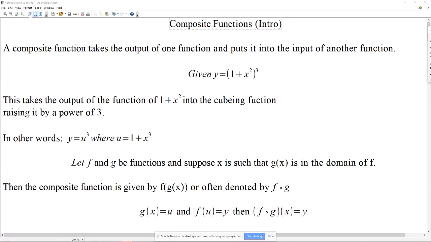So we can actually break this down, and this is something you have to get really, really good at in calculus. If you don't master this, you will mess up later. I guarantee you. I speak from personal experience.